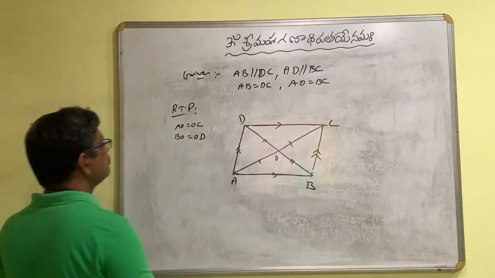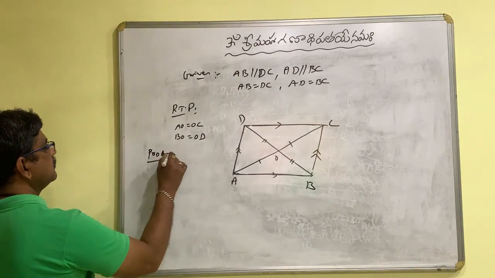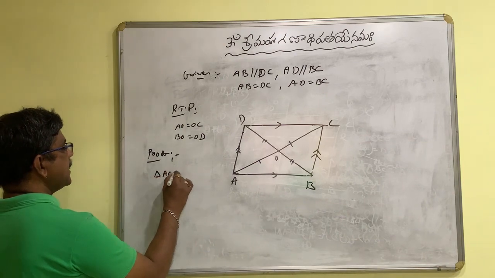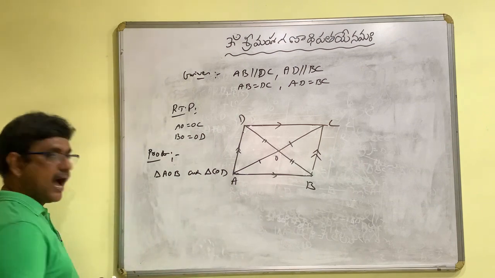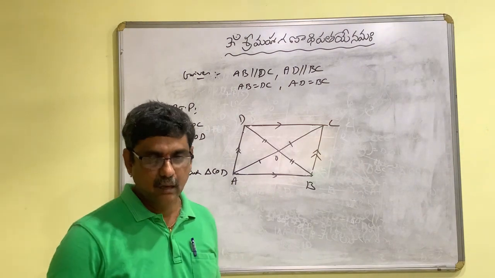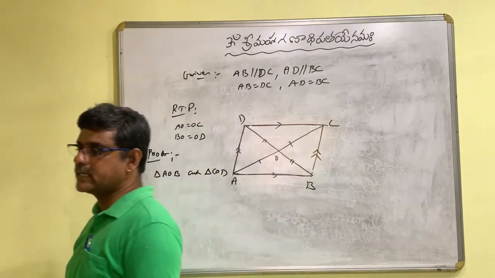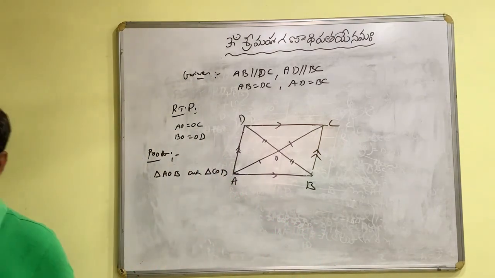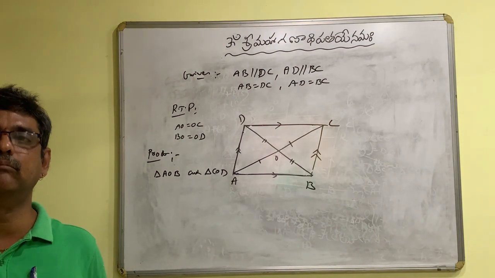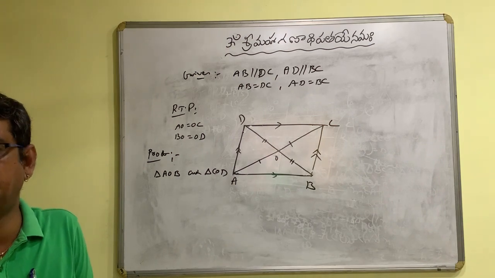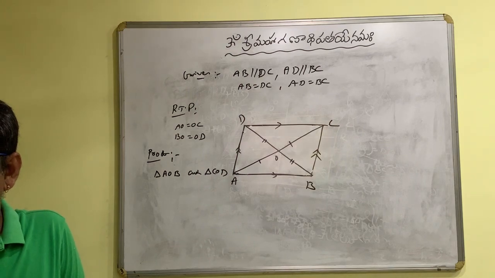Okay then? Now, proof. I am considering triangle AOB and triangle COD. Are they congruent? If they are congruent, what are the parts that are equal and what is the congruency criteria and what is the symbolic form? Cheppali kadaa. A is equal to C.